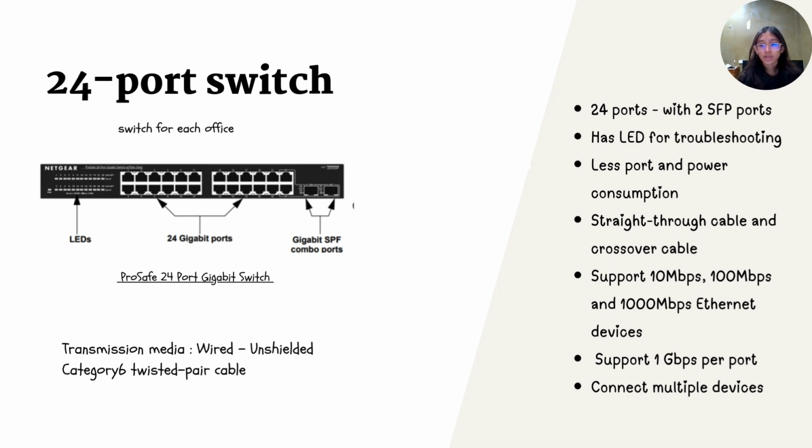Since it can support 10 megabit per second, 100 megabit per second, and 1000 megabit per second Ethernet devices, it is suitable to be used as a switch, as we have a downlink of 300 megabit per second and an uplink of 100 megabit per second, which is more than enough. Also, it supports 1 gigabit per second per port, where it can give good performance and reduce latency, so the devices can transfer a large file to the other network, maybe from Office A to Office B, so it won't slow down the activity.